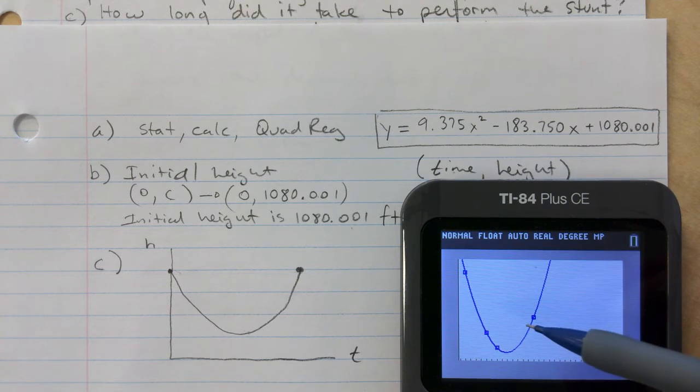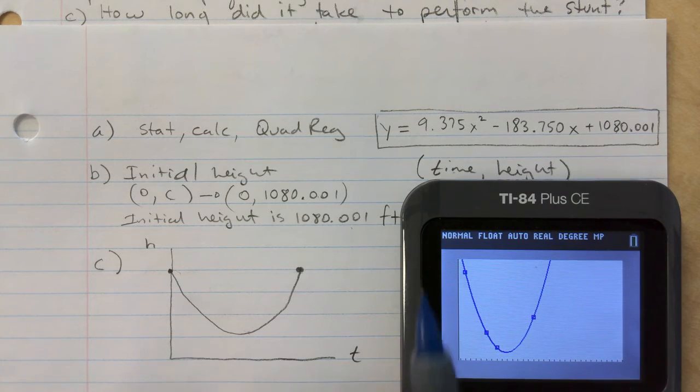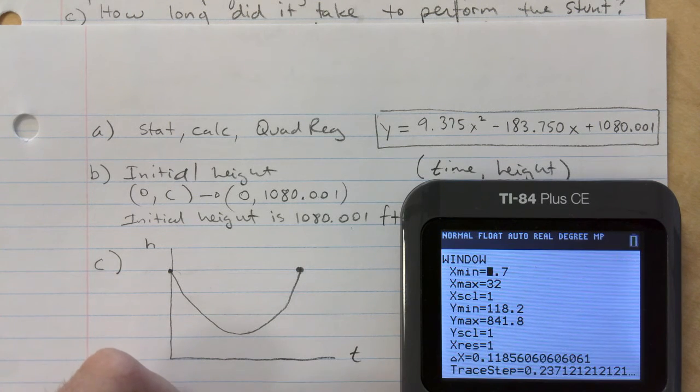More importantly, this is good enough technically, but I always like to see a little bit to the left of the y-axis and a little bit below the x-axis. I always like to do that. So I'm going to go to window and just make that happen.